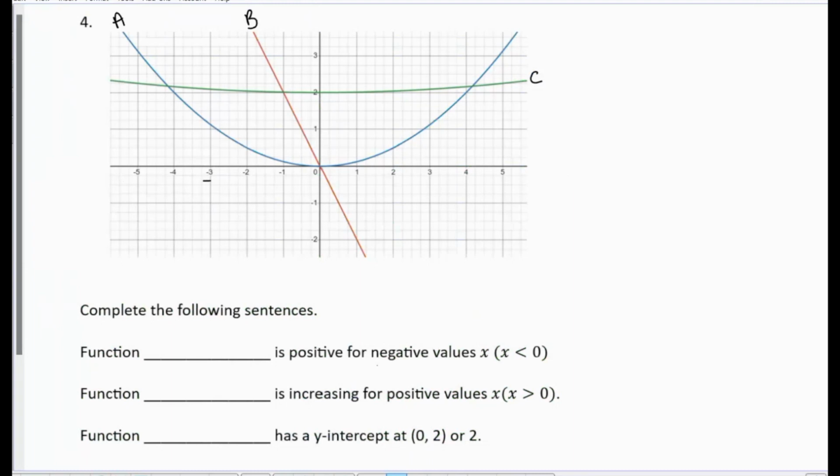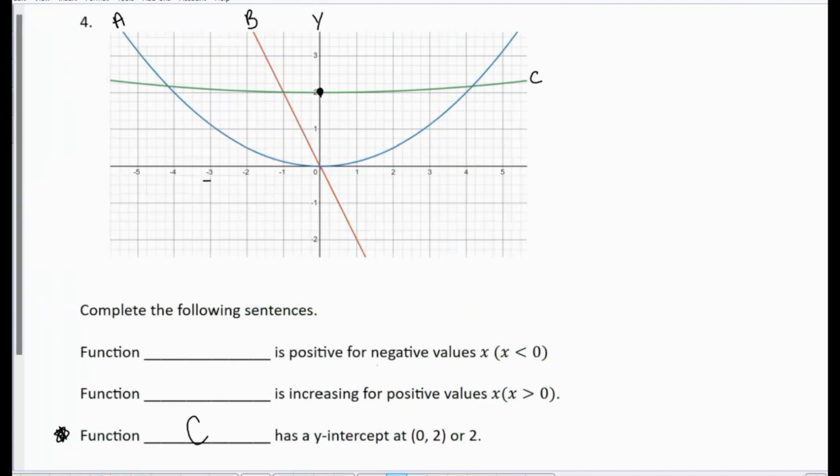For number 4, it says complete the following sentence. All right, so we're given 3 graphs. So let's start with this last one. I see this one's easy. We can go ahead and get rid of this one first. So function blank has a y-intercept of 2. Well, if I look at the y, I know this is my y line. I'm looking for which graph intercepts at 2. Well, I know that's going to be graph C. So that one was easy.